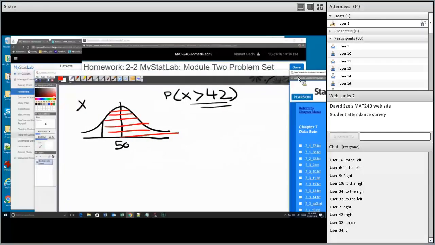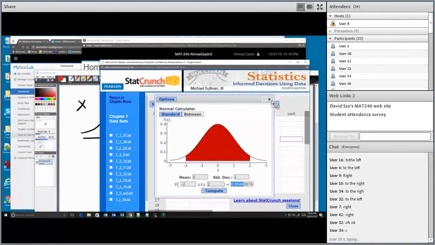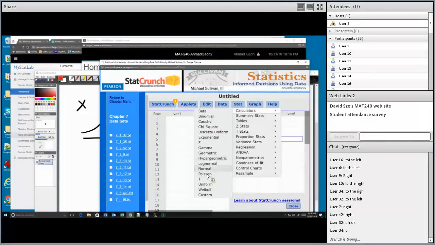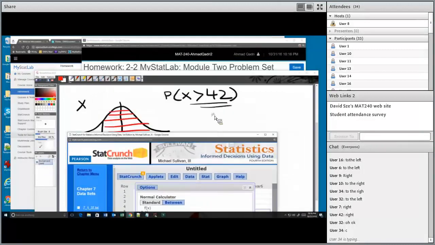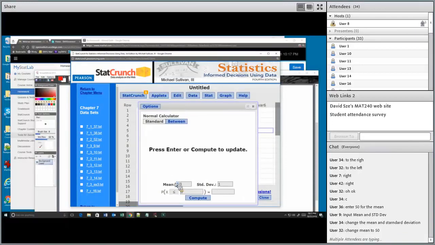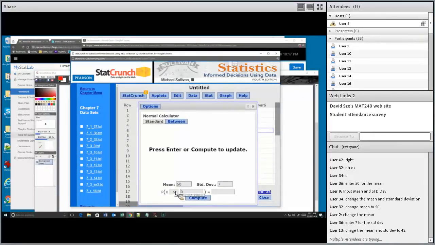How do we find this? So how do we find this in this normal calculator? I'm going to go there again. So I'm going to go to Stat, Calculators, Normal. How do we do this problem? Take me through this step by step. Enter 50 for the mean. Rob is correct. Okay. 7 for the standard deviation. Okay. And I need x greater than 42.